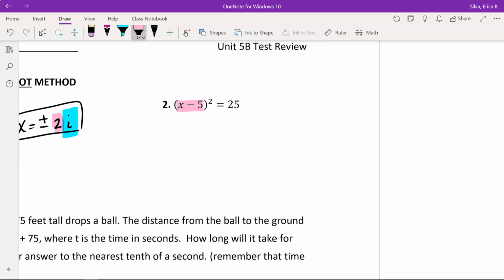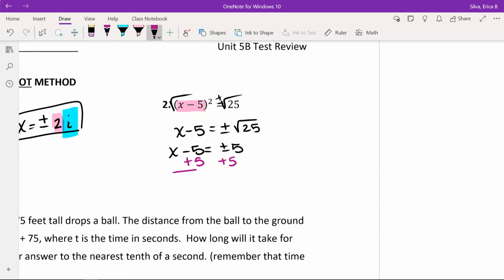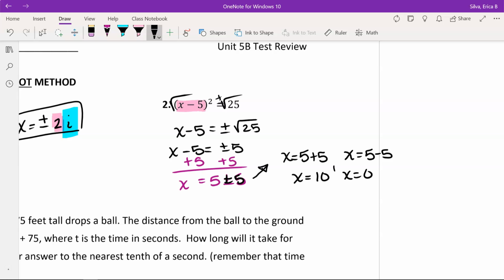Identify what's being squared. In this case, we have this expression that's being squared. Because it's already isolated, we can start with getting the square root. So we have x minus 5 equals plus or minus the square root of 25. And the square root of 25 is plus or minus 5. So then we can move this 5 over, where we get x is equal to 5 plus 5 and x is equal to 5 minus 5. So we have two solutions: x is equal to 10 and x is equal to 0.